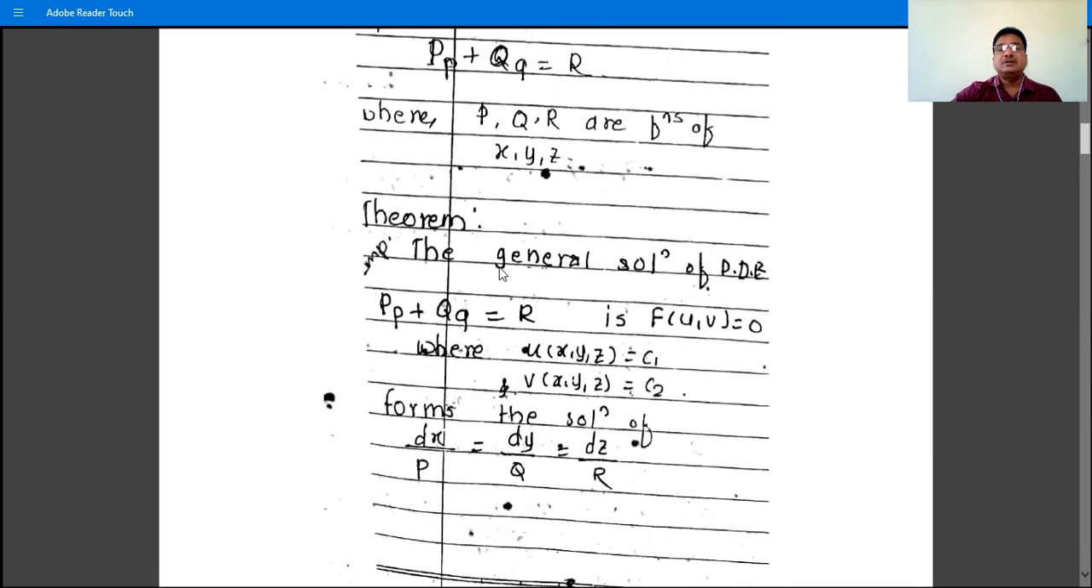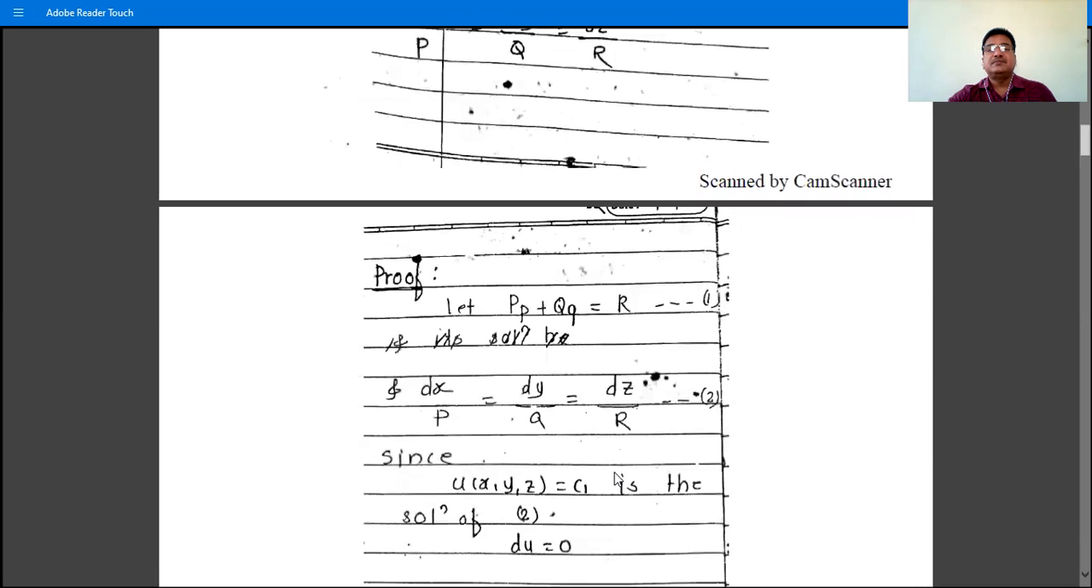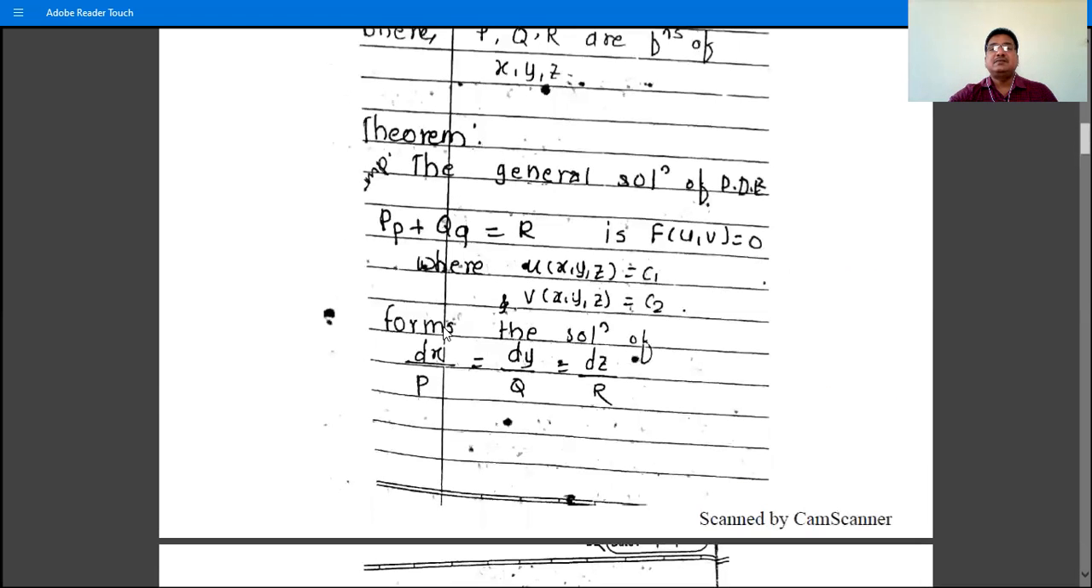Then the theorem is what? The general solution of the partial differential equation Pp plus Qq is equal to R is f of u, v is equal to 0, where u as a function of x, y, z is equal to c1, v as a function of x, y, z is equal to c2, from the solution of the equations dx by P, dy by Q, dz by R. So we'll see the proof of this theorem in the next lecture.